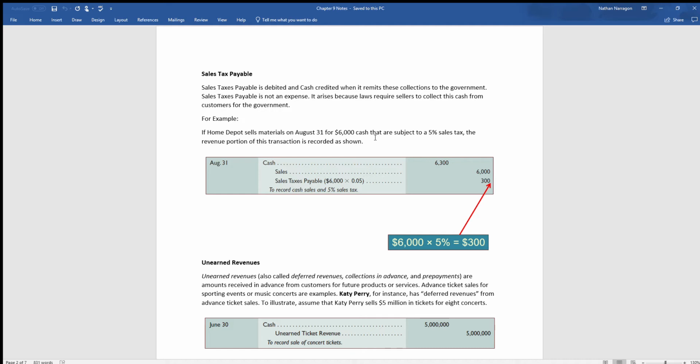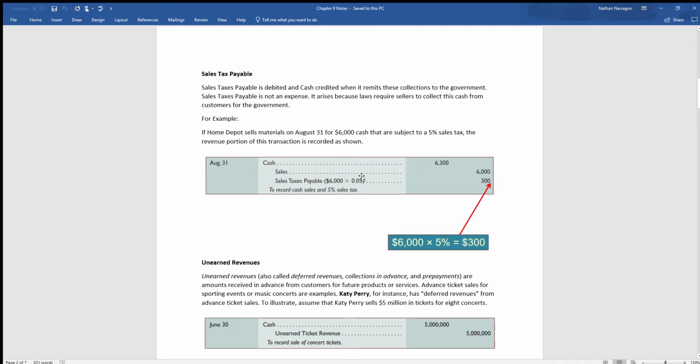Usually the cash is going to cover both the sale and the sales tax that was involved. That happens with any purchase that we do. We always give out cash that covers both. But notice on any receipt that you receive, you see them separated out. Same thing we have to do here.